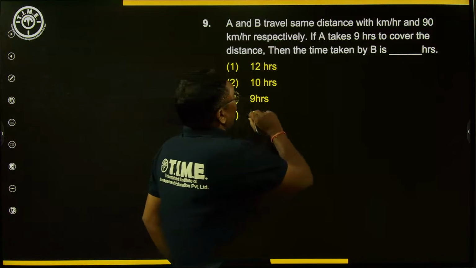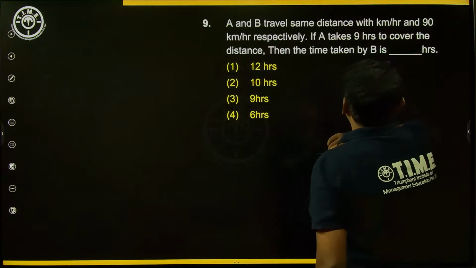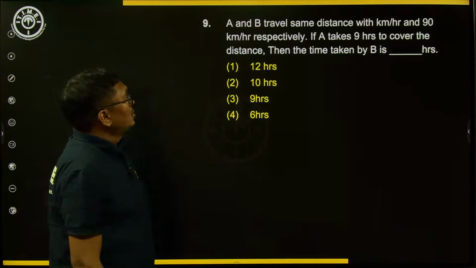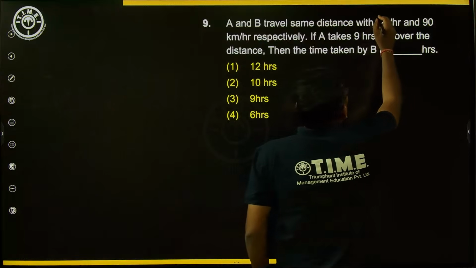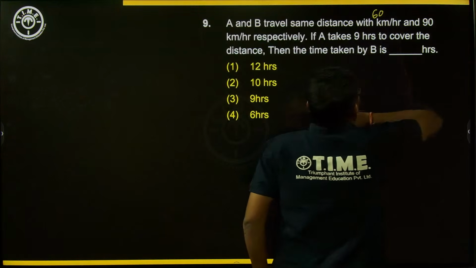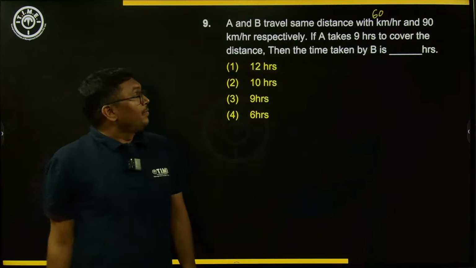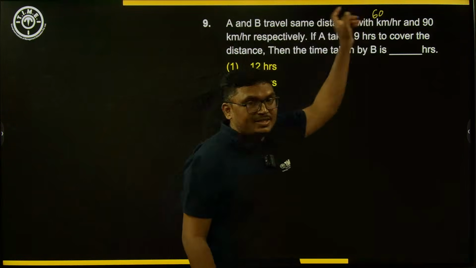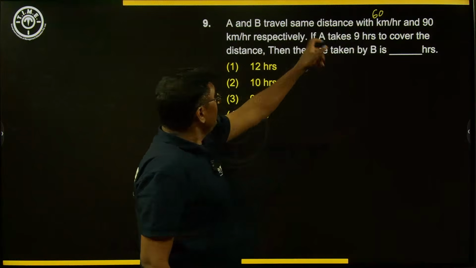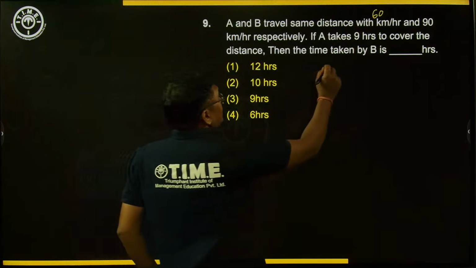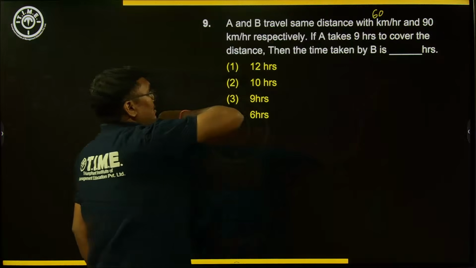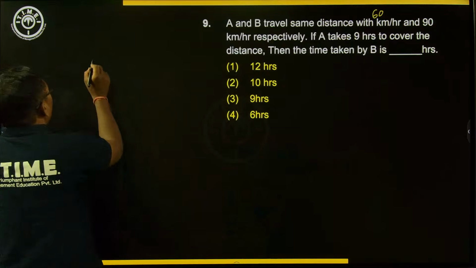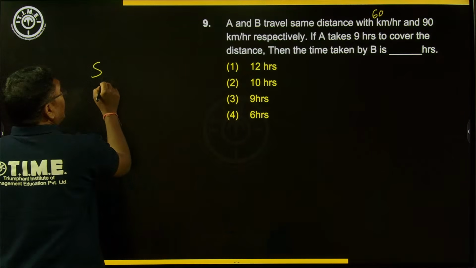A and B travel the same distance with a speed of 60 kilometer per hour and 90 kilometer per hour respectively. That means the speed of A is 60 kilometer per hour, and the speed of B is 90 kilometer per hour. A takes 9 hours to cover the distance, then the time taken by B is. So here, what is the ratio of speeds of A and B?